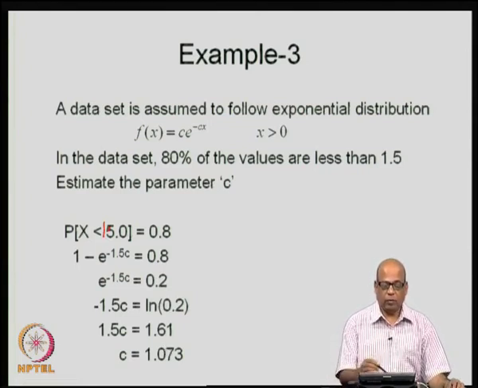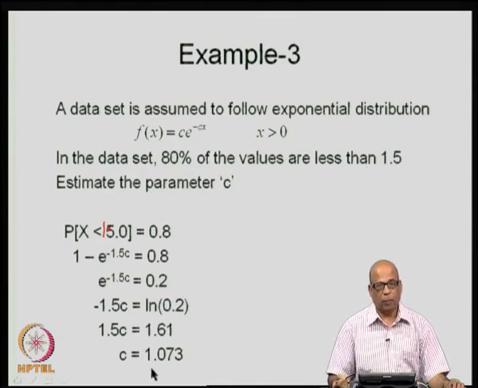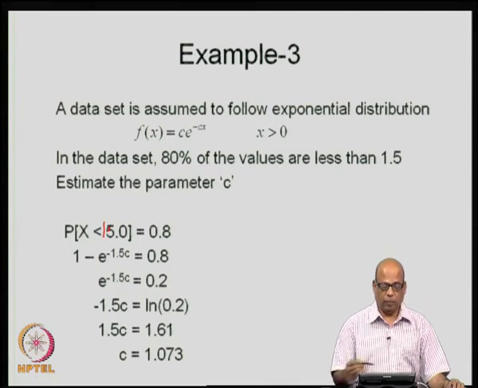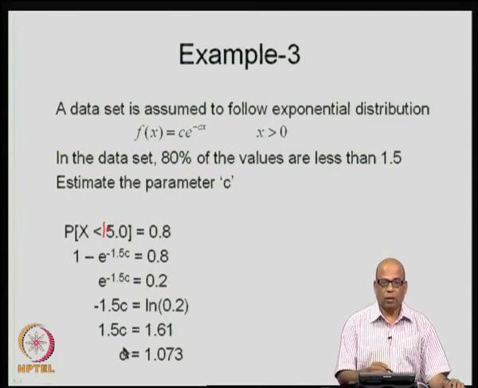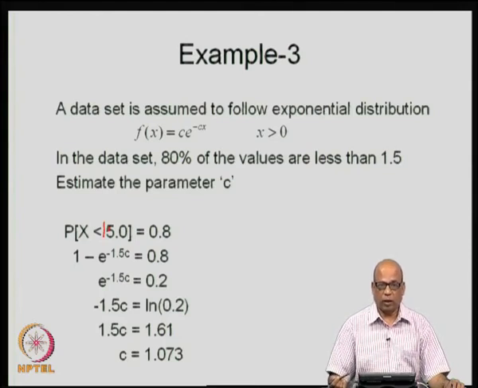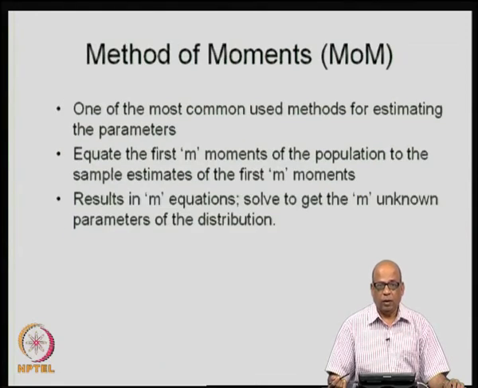However, as I said, we just used one of the facts from the sample, that 80% of the values are less than 1.5 and we obtained c. This may be quite an approximate way of estimating the parameters. So, this may not be really the parameter estimate that will emerge from large sample values, where we use the method of moments or method of maximum likelihood, which we will introduce just now.